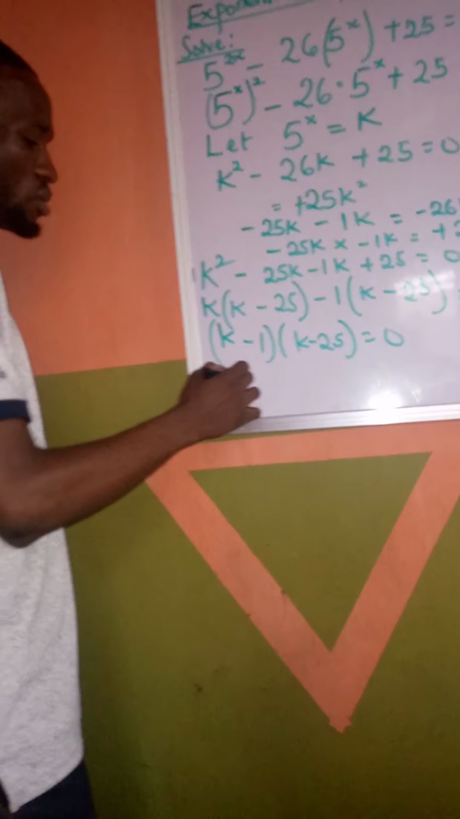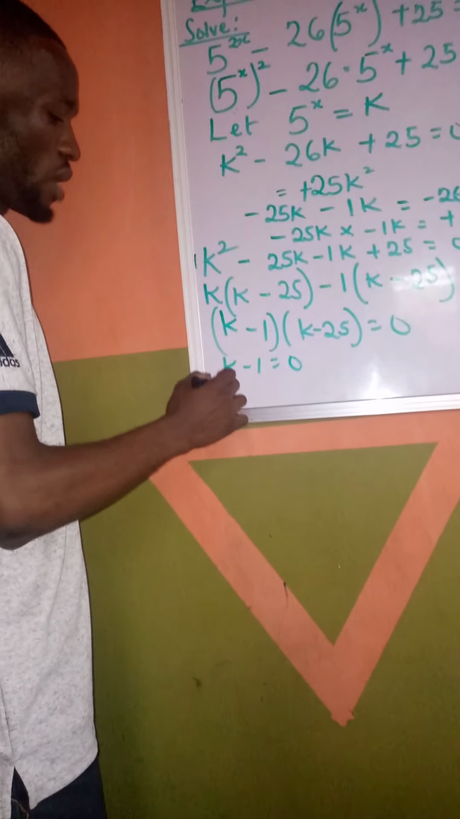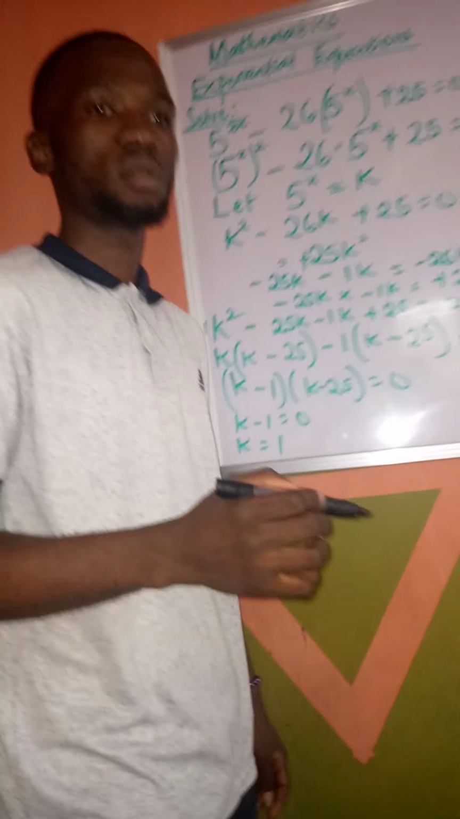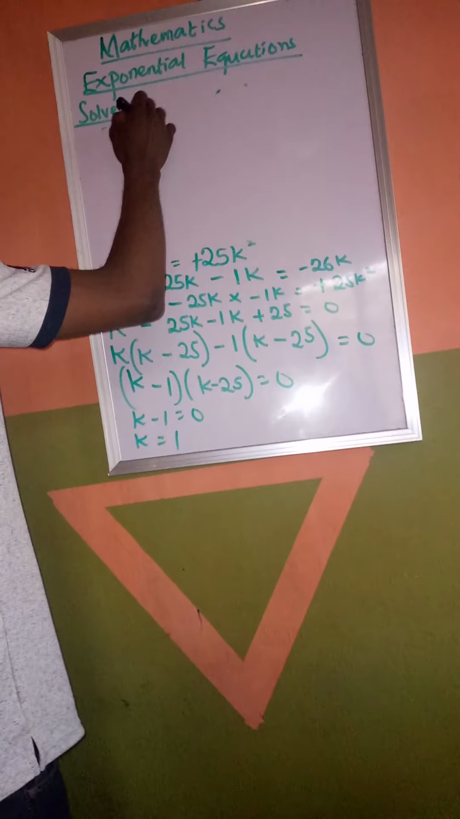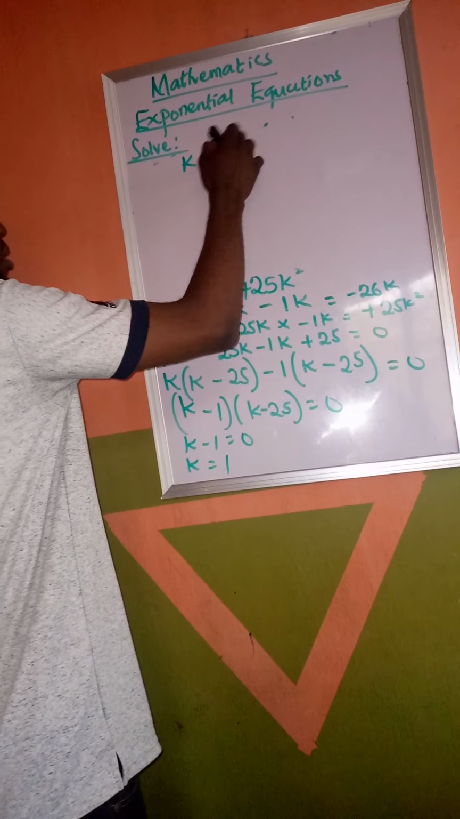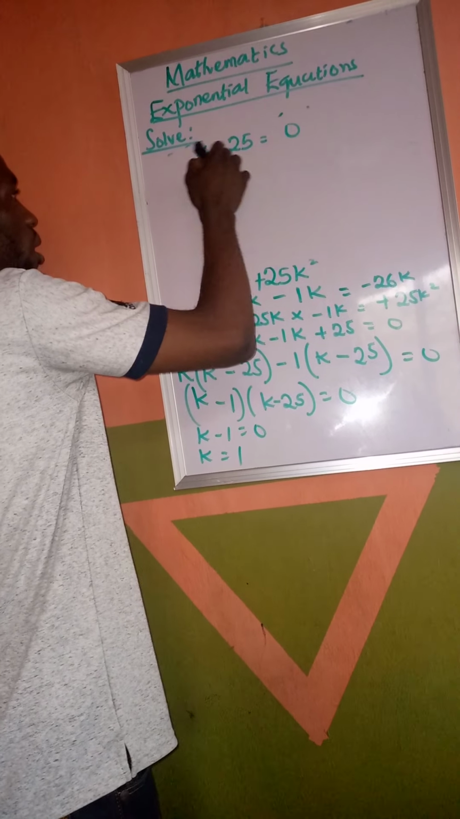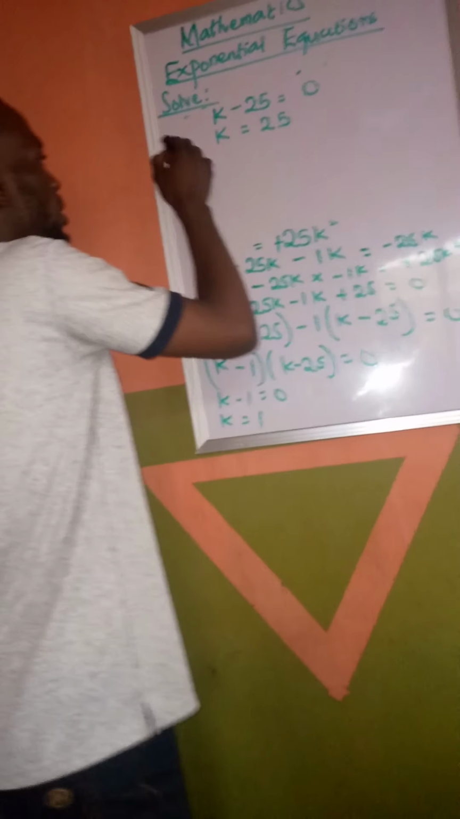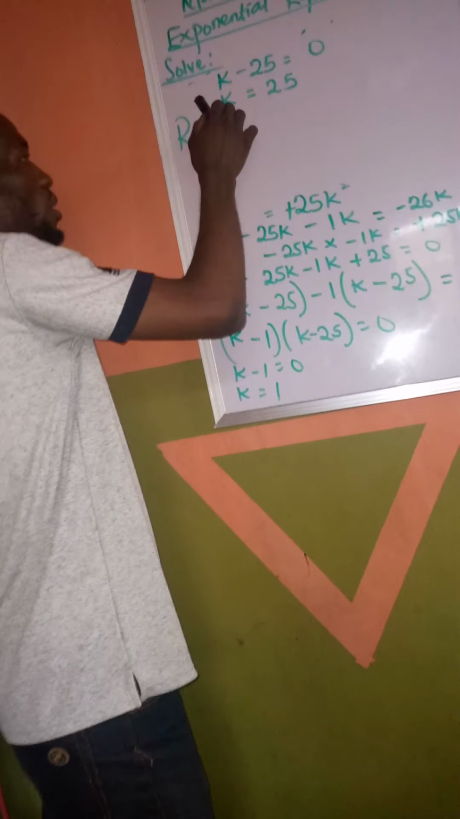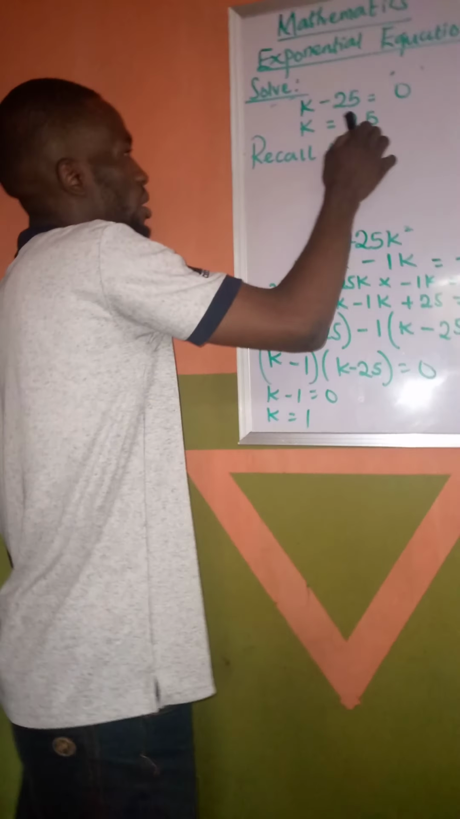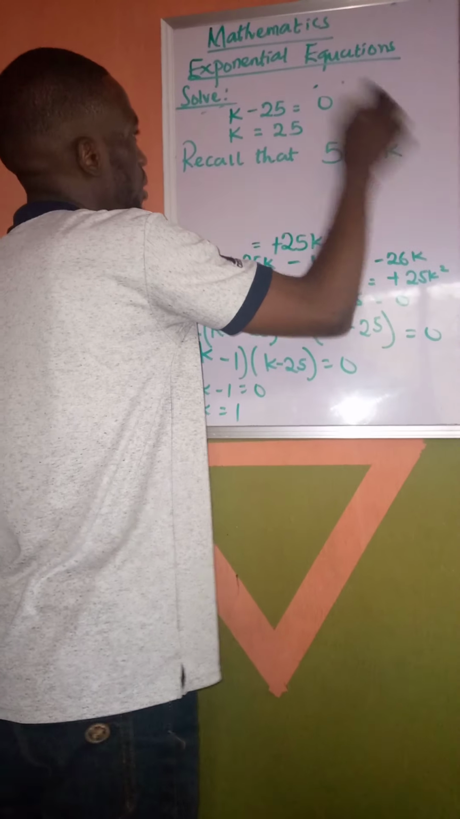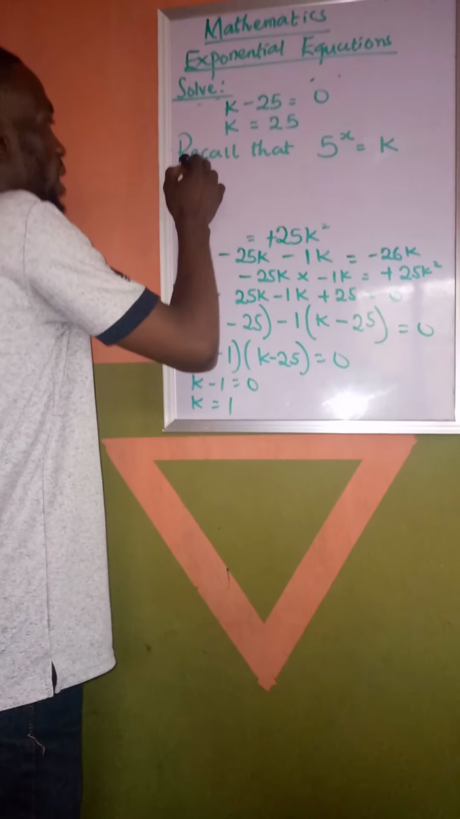That is, k minus 1 equals to 0. Our k will be equals to 1. K minus 25 equals to 0. Our k will be equals to 25. So here now we recall that our 5 raised to power x equals to k.